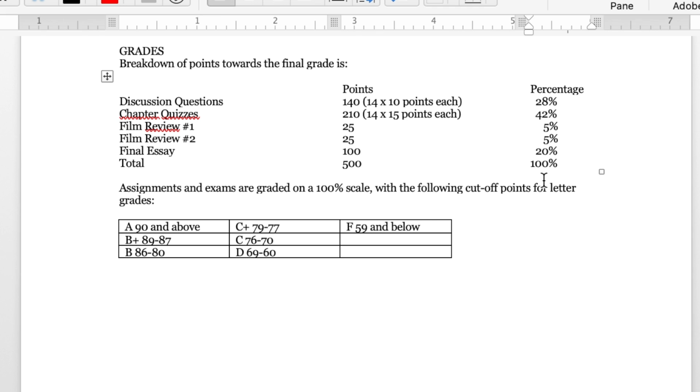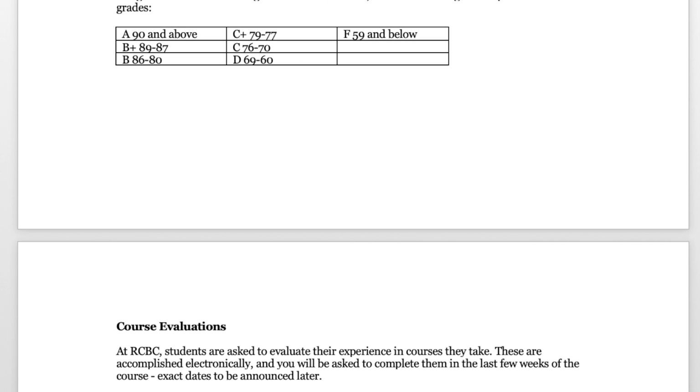Some professors just do it on a point scale. Some do it on a percentage scale. They work with both. It really just depends, okay? But this is the breakdown of what is expected, and this way you can come out with the highest percentage possible, okay? So then he has here, yep, they're graded on a 100% scale with the following cutoffs. And here he has the cutoffs, like 90 and above is an A, 89 to 87 B plus. Some professors just do A, B, C, D, F, what have you. But that's pretty much what it looks like.